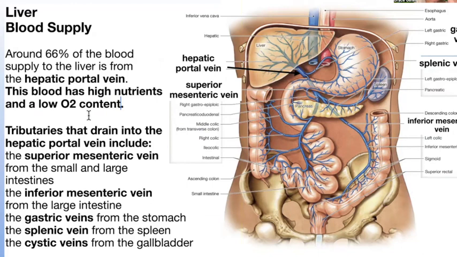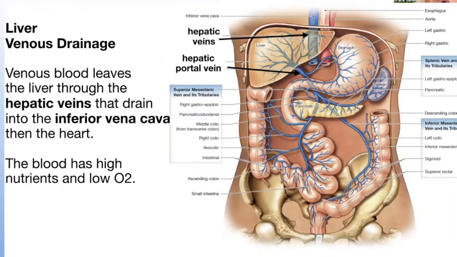Tributaries that drain into the hepatic portal vein include the superior mesenteric vein, which drains the small and large intestines, the inferior mesenteric vein that drains the large intestine, the gastric veins from the stomach, the splenic vein from the spleen, and the cystic veins from the gallbladder. Venous blood leaves the liver through the hepatic veins that drain into the inferior vena cava and then the heart.